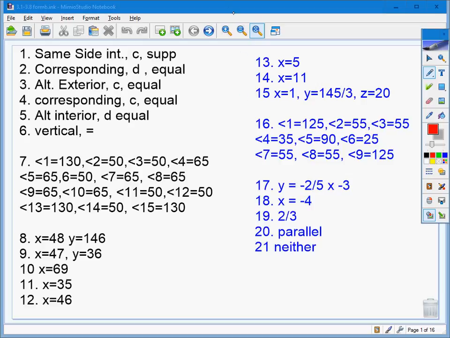Here are the answers for review 3.1 through 3.3 and 3.8 Form B, the second part of our review day.